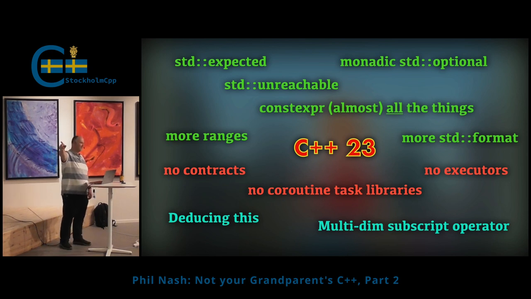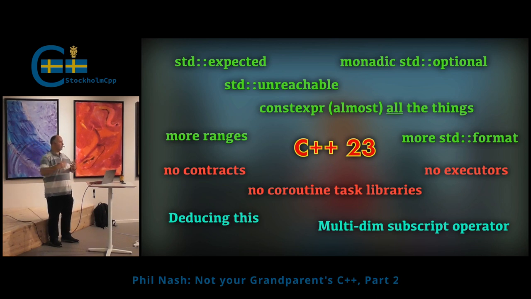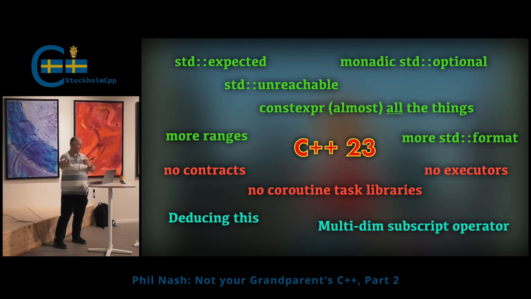Still no contracts. No executors. Now, we haven't really talked about executors. I mentioned back in the C++11 segment that we had the start of support for parallel programming. We've got the memory model. We've got some basic primitives like mutex and things like that. But we needed some higher level stuff. Obviously, we've got coroutines, which help with some async workflows. Executors were meant to get us all the way there: a full async workflow framework.